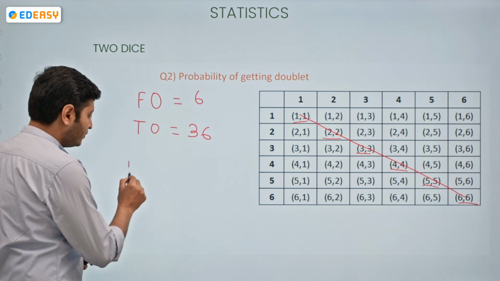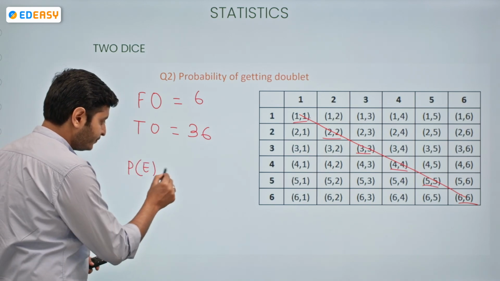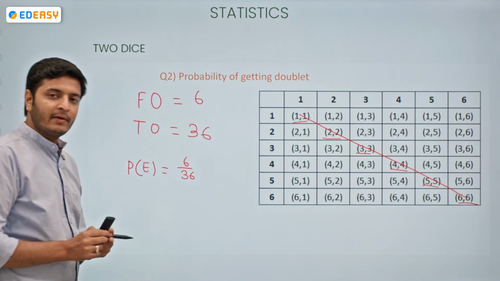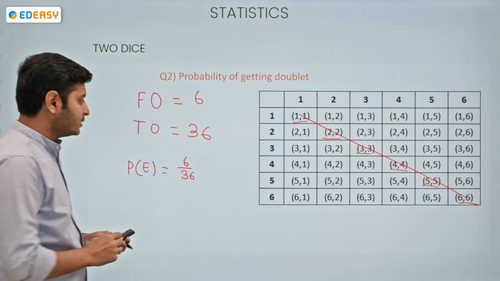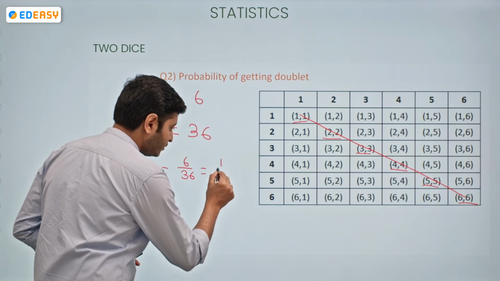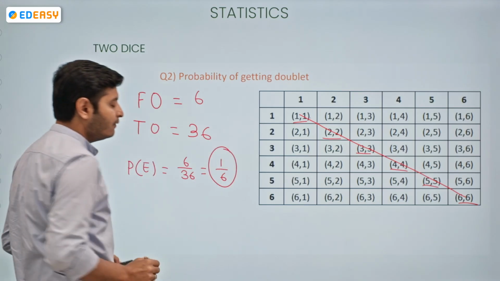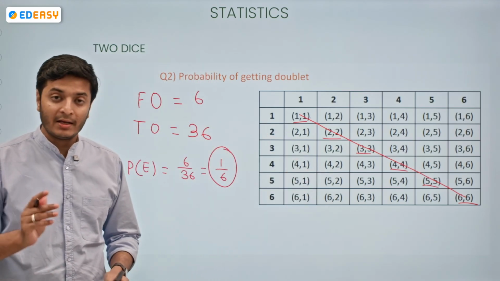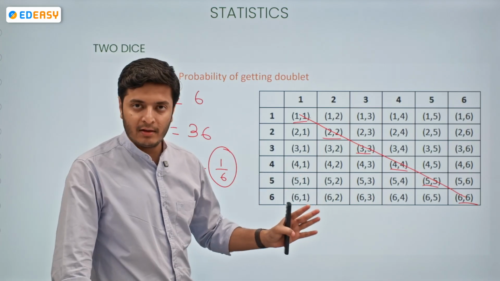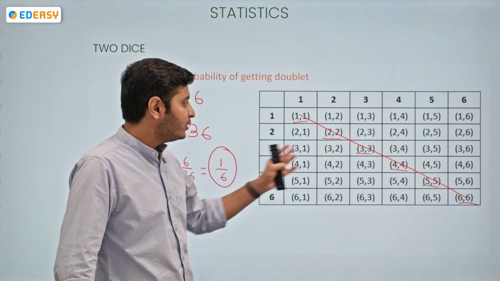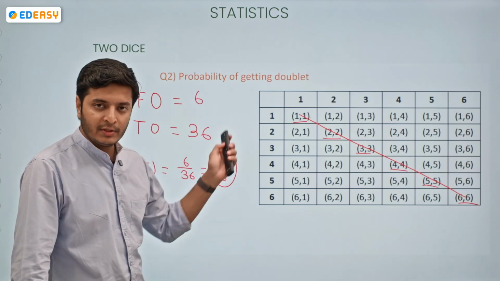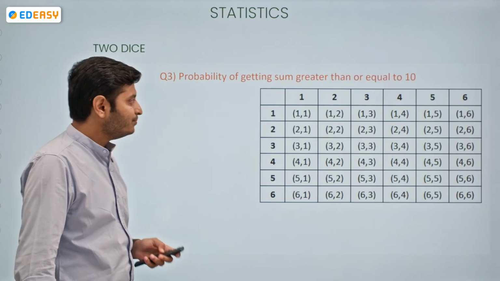So what is the probability of this event? It is actually 6 by 36. Is there any common factor? Yes, there is, and that is 6. So we can simplify this further, and the probability would be 1 by 6. So the answer to this problem is 1 by 6. Again, see the benefit of creating the table, how easily we can calculate the probability, correct? That's why I'm telling you, please do create the table.